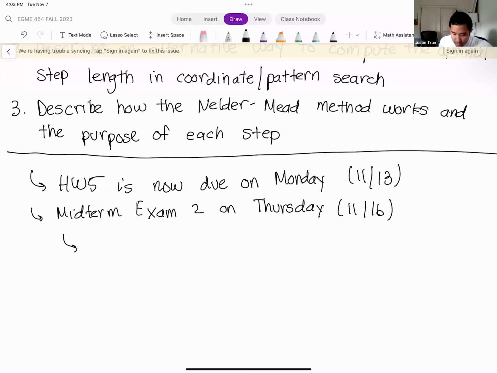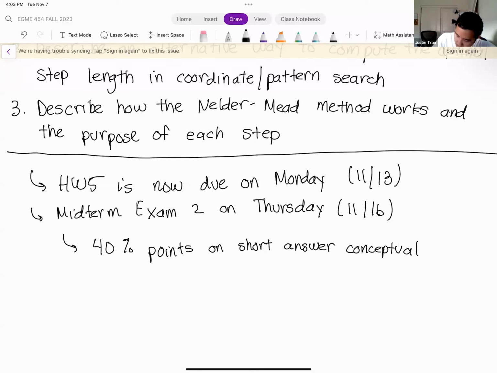Just like the first midterm exam, I'm planning to have about 40% of the points be from pure conceptual problems. You can expect 4 of those. Just like the first midterm, you would answer those questions with just a few short sentences. So four short answer questions, each worth 10% of the points.